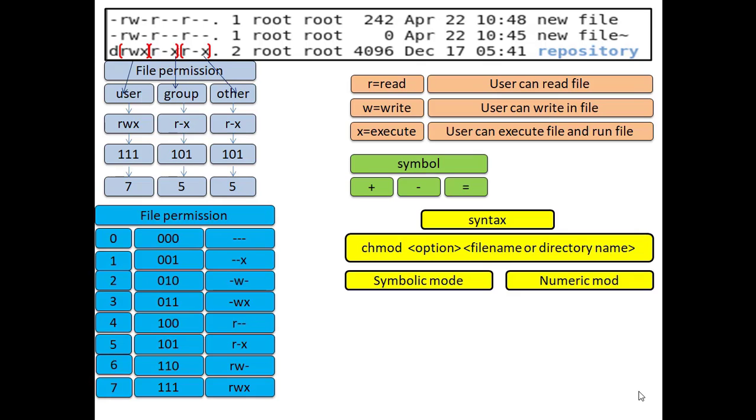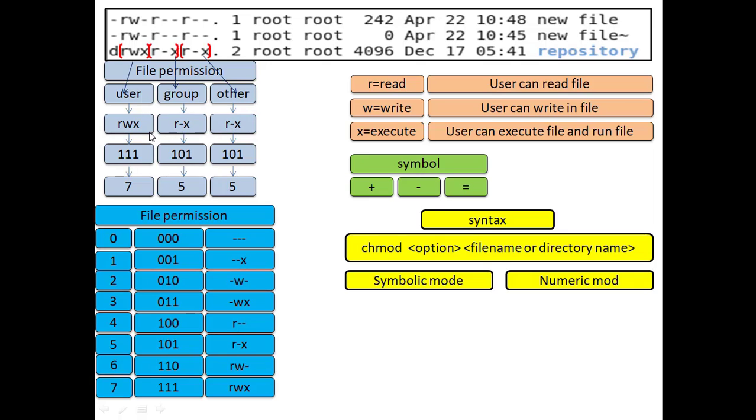You can see at the top of the screen there are two files and one directory, which is repository. In this directory, you can see the permission is divided by user, group and others. For user the permission is RWX, for group R-X, and for others R-X. You can divide it like that: RWX, R-X and R-X.